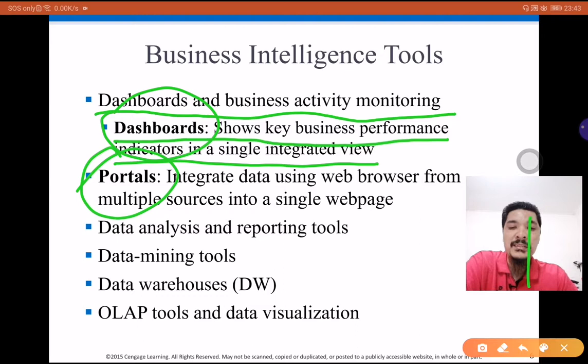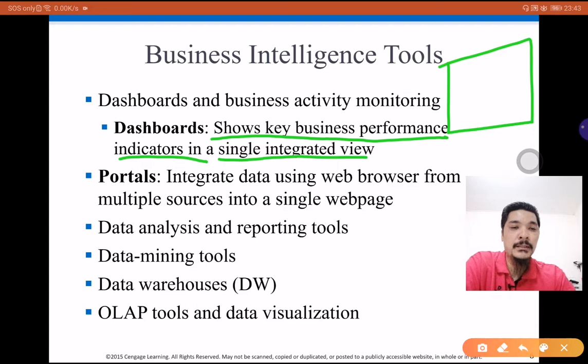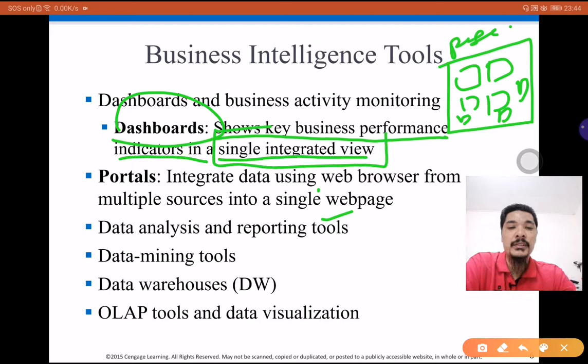Look carefully. For the dashboard, in this definition, it shows key business performance indicators in a single integrated view. Maknanya, meaning that if we look into one page, one website, all the information is there in only a single integrated view. We don't need to go to page number 2, number 3, number 5 and so on. We can see everything in one page, the main page. This is what we call a dashboard. Just imagine your father has a car, and they call it a dashboard. All the information is there: meter, fuel, and maybe RPM, so we can see straightforward in a single view.